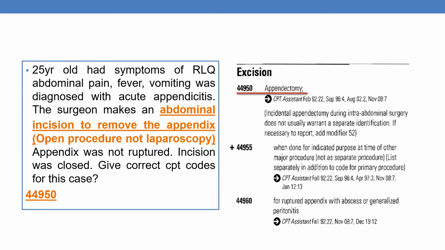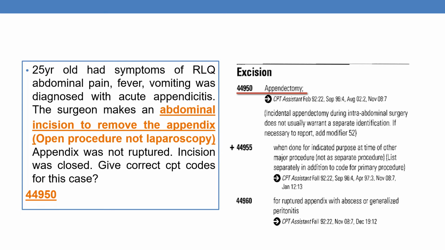Now let us see one more example. A 25-year-old patient had symptoms of right lower quadrant abdominal pain, fever, vomiting and was diagnosed with acute appendicitis. The surgeon makes an abdominal incision to remove the appendix. Here incision is made and it is an open procedure, not laparoscopic. Appendix was not ruptured and incision was closed.